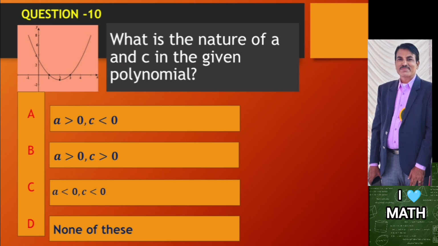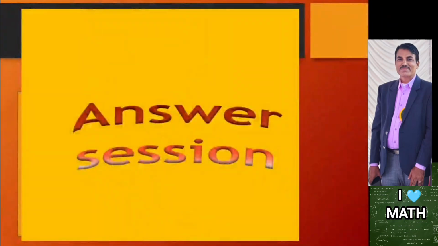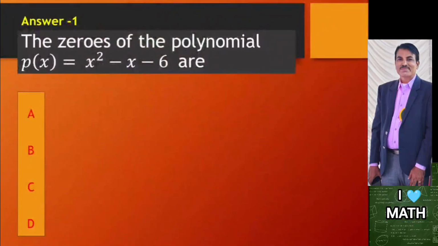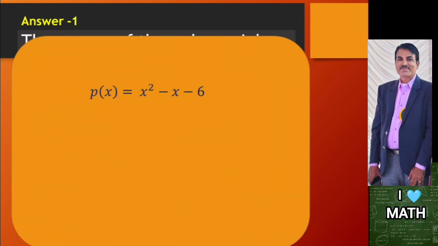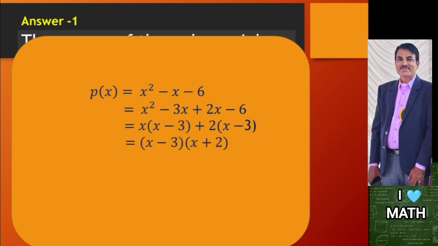Let's move to the answer session. Okay, in the answer session we will discuss one by one questions answer. The first question's answer is like this. The question was, the zeros are asking. When the zeros are asking, what we should do? We will take the polynomial and try to factorize by splitting middle term. Here are the two factors. One is x minus 3, other one is x plus 2.